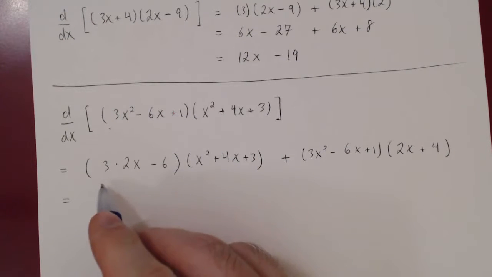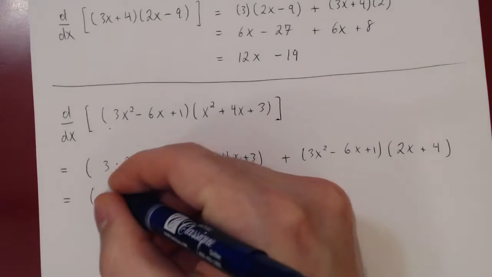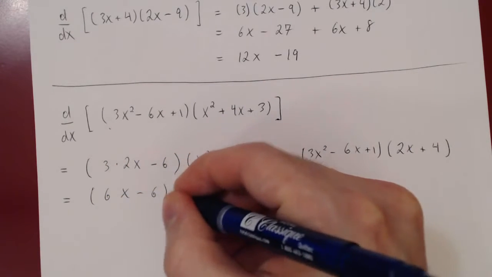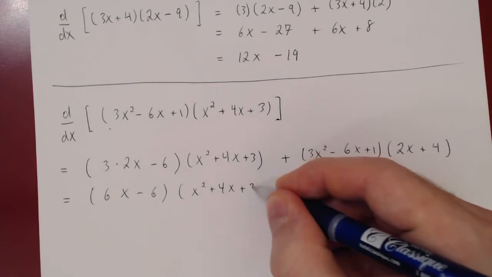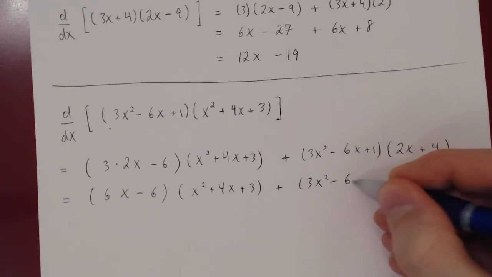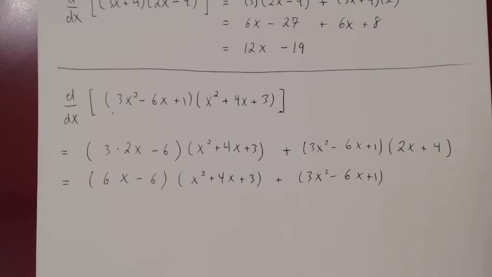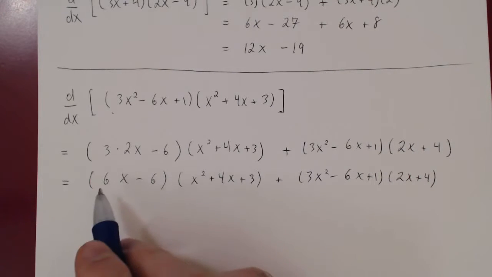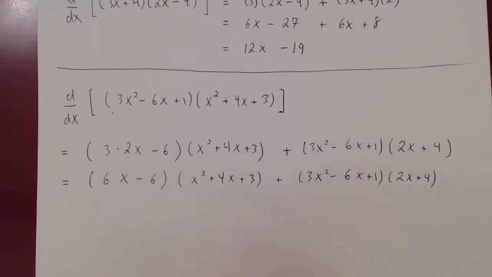Let's see what we have. We have 3 times 2, that's 6x, minus 6, times x squared plus 4x plus 3, plus 3x squared minus 6x plus 1 times 2x plus 4. Now if you notice here, we're done with the differentiation. This is a derivative of this expression, but we can simplify a little bit.